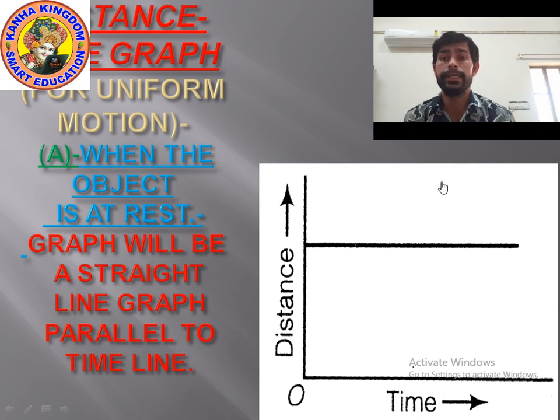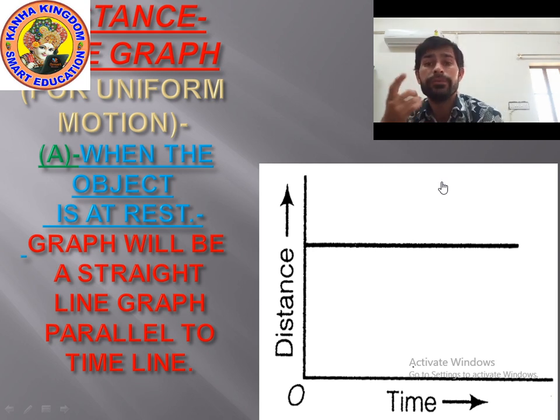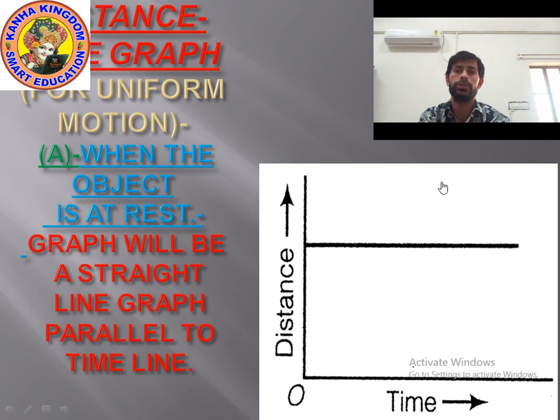Now we will understand graph for uniform motion and non-uniform motion. We will study three types of graph. First graph, when the object is at rest, means when the car or bike is not moving. Then we will study the graph for uniform motion, means when an object is traveling equal distance in equal interval of time. Then at last we will study non-uniform motion graph. So at first let's begin the graph for an object which is at rest.